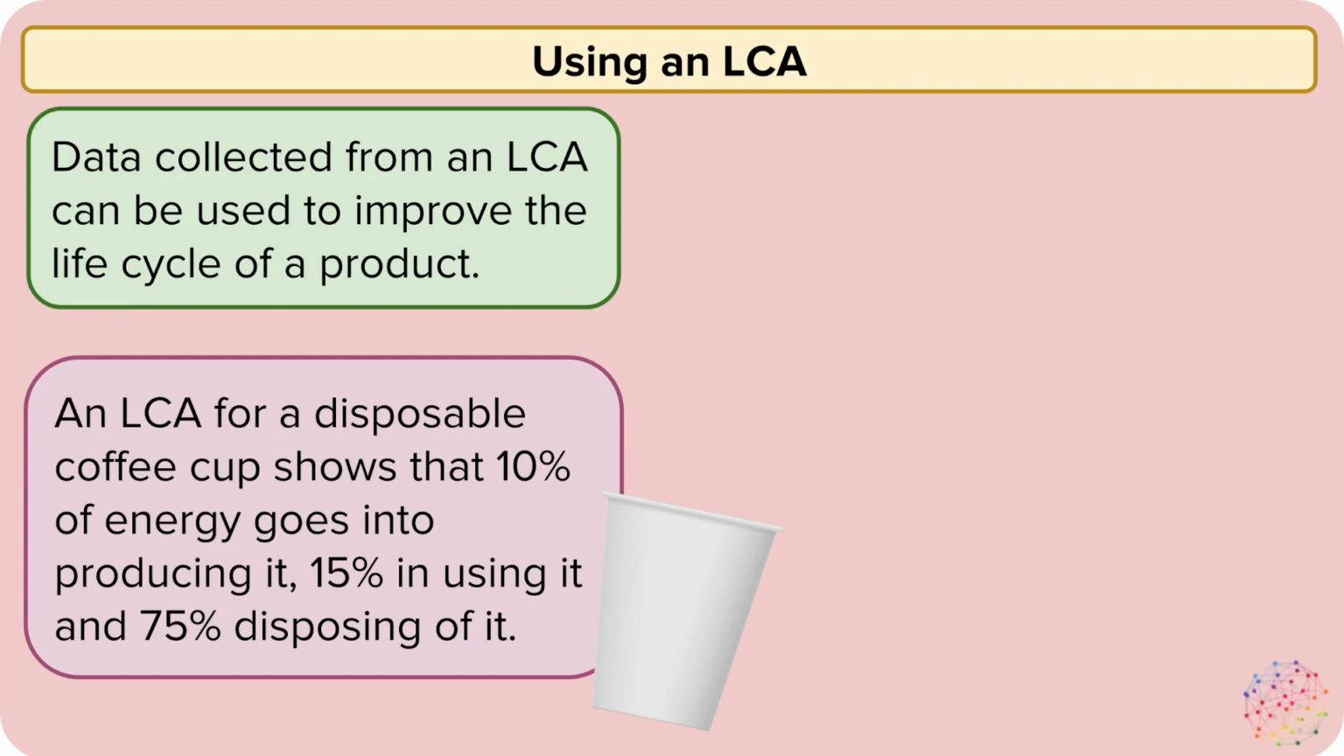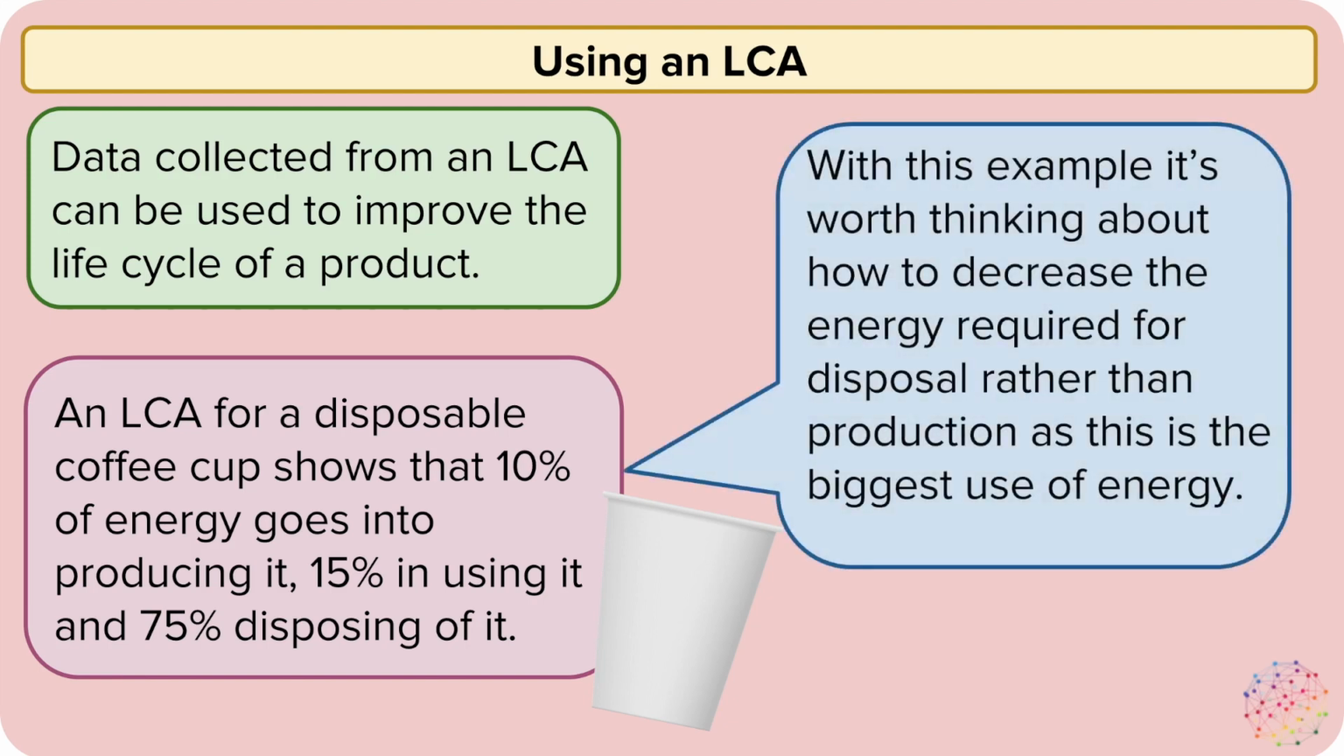So what do we do with that information? Well, we can look at that and think, well, there's a lot of energy there required for disposing of it. So is there a way we could decrease the amount of energy required to dispose of it? So that's the area that we would then look at to try and improve the life cycle of the coffee cup.